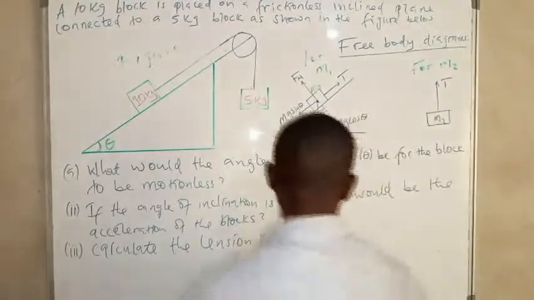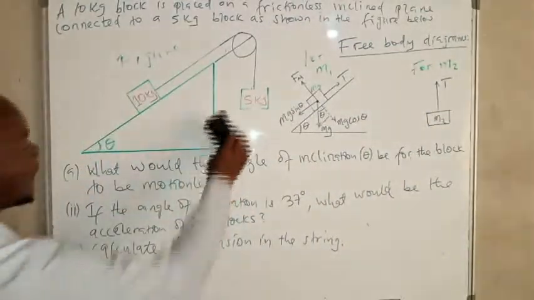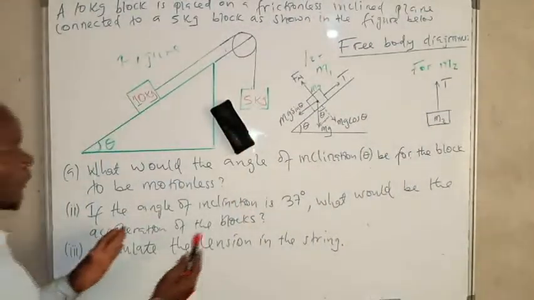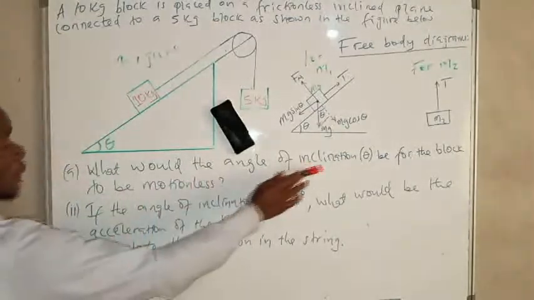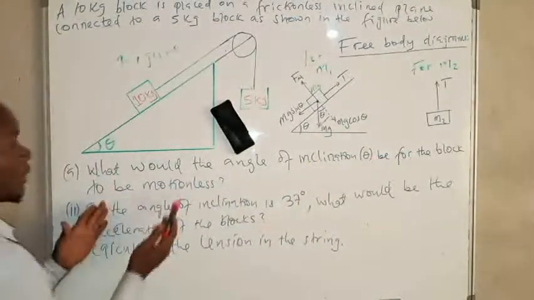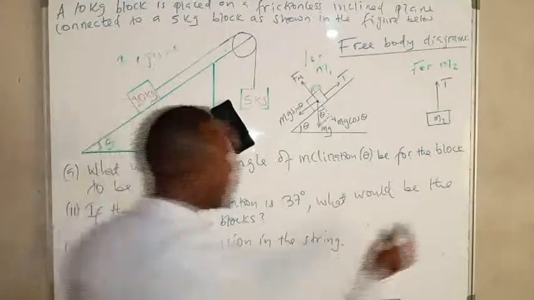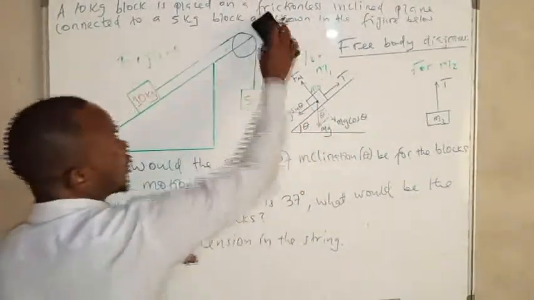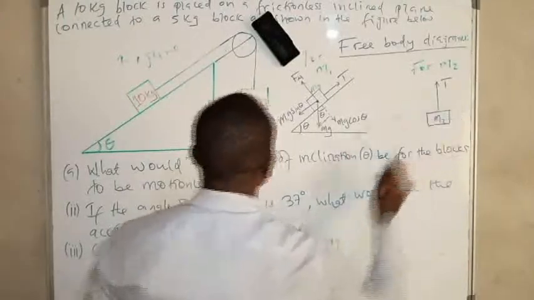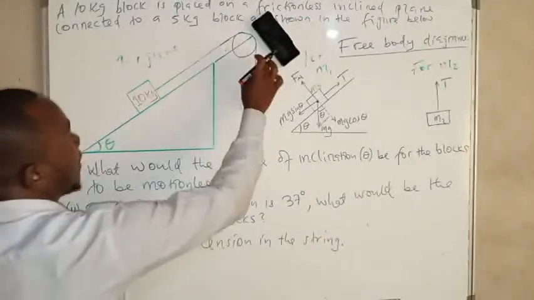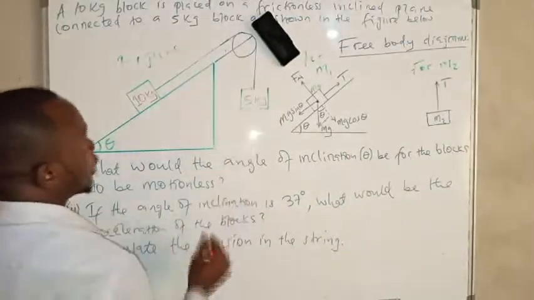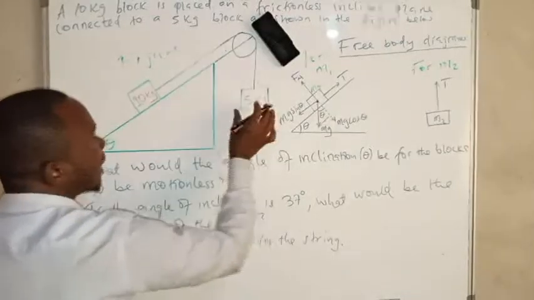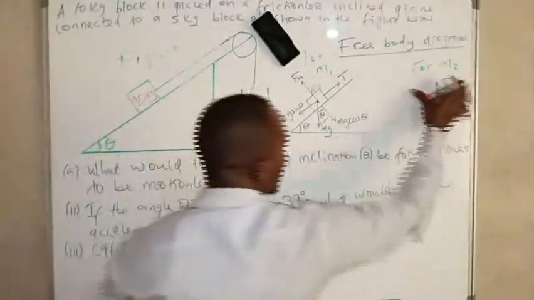So the first question is asking us to find the angle of inclination for the blocks to be motionless. Before we go to the solutions, we also need to come up with a free body diagram for the second part, which is mass 2. So we have the tension and the weight.